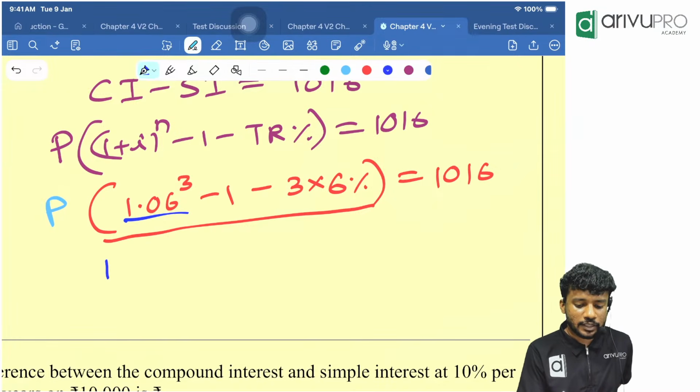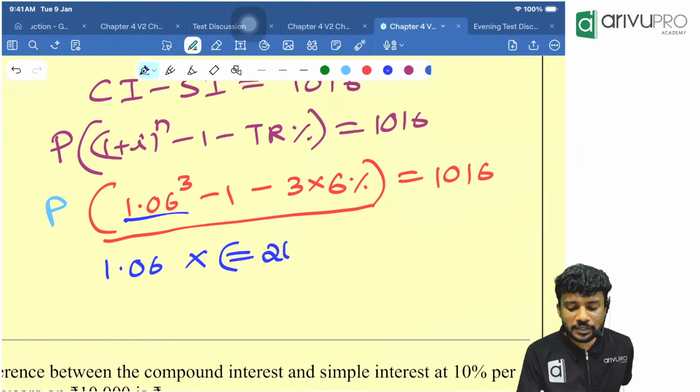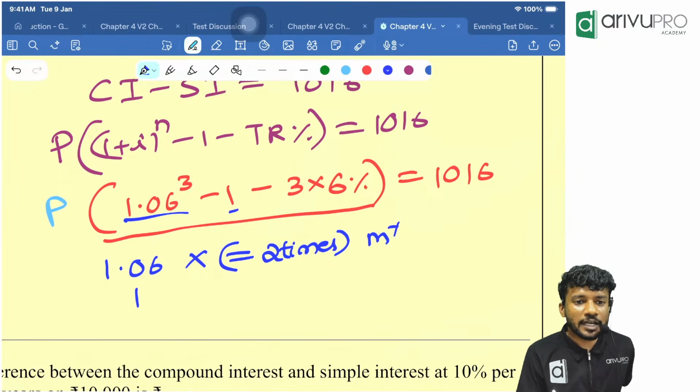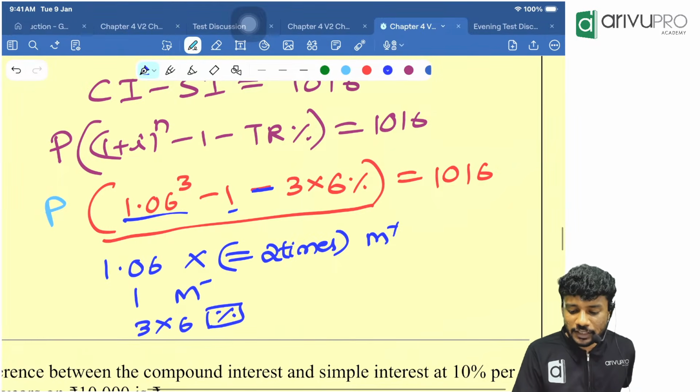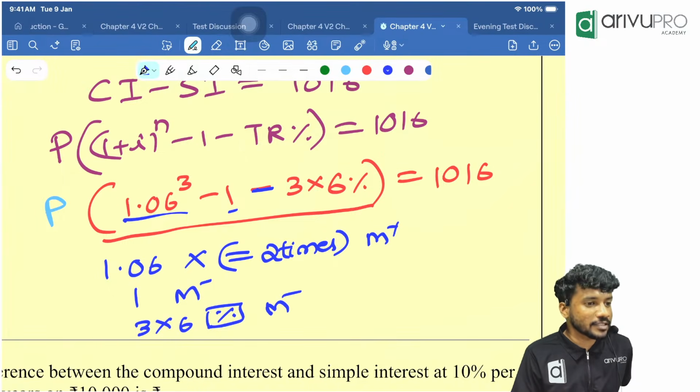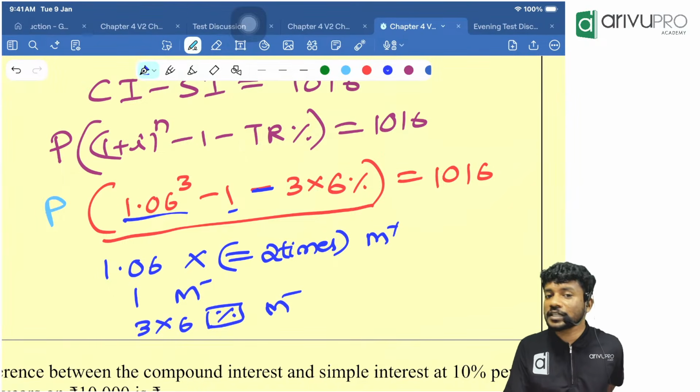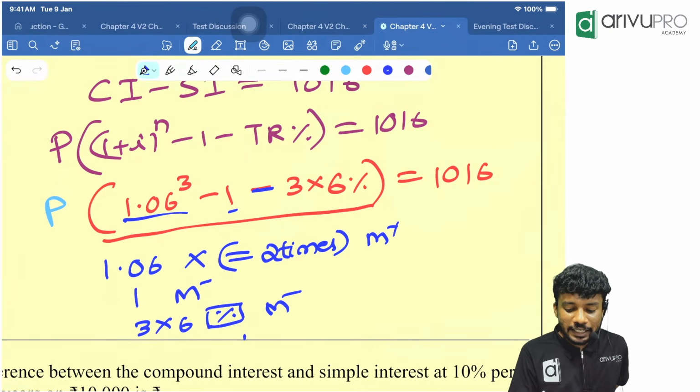How to find that? Type 1.06. Cube means into equal to how many times? 2 times. Then M plus or M minus? M plus. Then you will type 1. Click which button? M minus. Why M minus? Because 1 will be saved as a negative number. Then 3 into 6, then click the percentage button, then M minus. Why M minus? Because the sign in front of 3 is negative. Finally, MRC. That means I added everything.